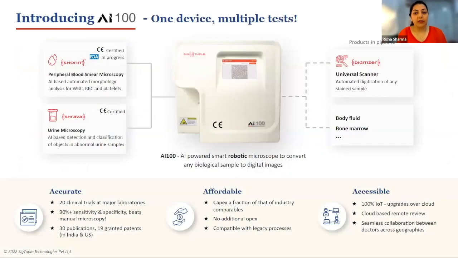So this is our device, AI100. This is one machine which is giving you two solutions. We have shown them as Shonit and Shrava. Shonit is Sanskrit for blood, and Shrava is Sanskrit for urine. These two software packages help in automating the entire process of peripheral smear analysis or urine microscopy analysis. These are the solutions that we have right now on the device, but later in the year, we will have a universal scanner, which is going to digitize all the smears used in a lab, like histopath, cyto, bone marrows, everything will be digitized.